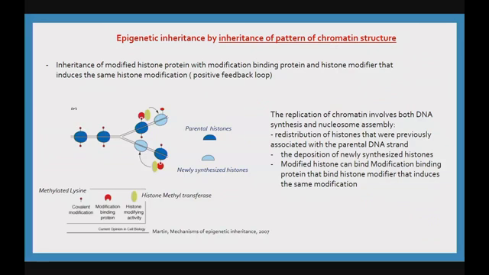And then another third way is that when a histone is modified in a certain way, it will recruit protein modifiers that induce exactly the same modification of the histone. So you have, again, a feedback loop there. Yeah, so that's it. Happy to get questions.